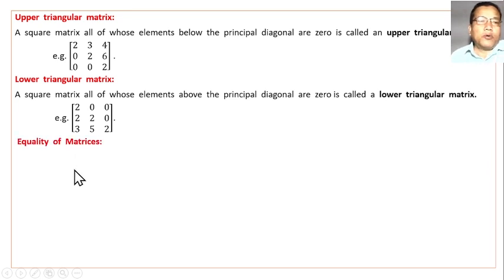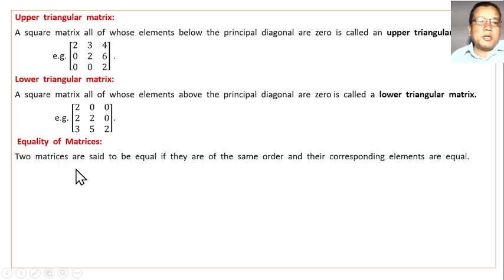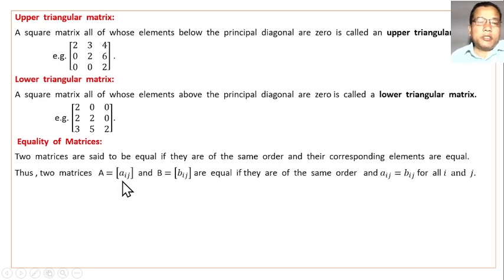Equality of matrices. Two matrices are said to be equal if they are of the same order and their corresponding elements are equal. Thus, two matrices A with element Aij and B with element Bij are equal if they are of the same order, m by n, and their corresponding elements Aij equal Bij for all i and j.